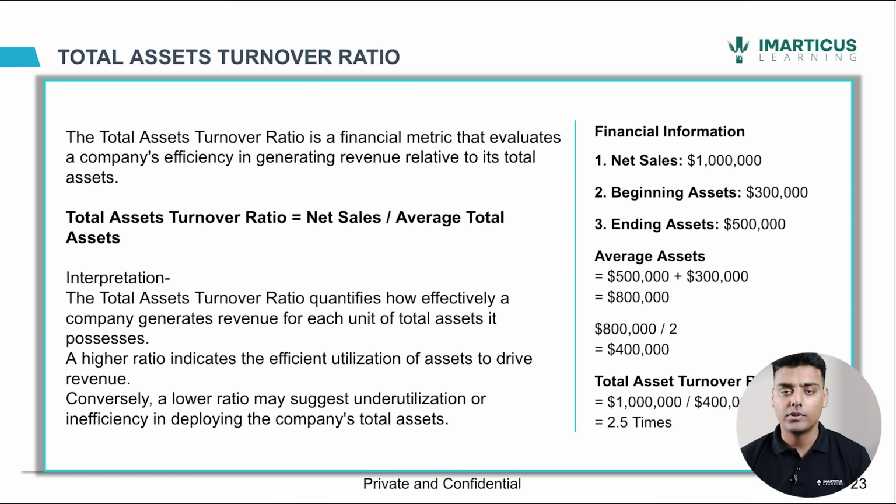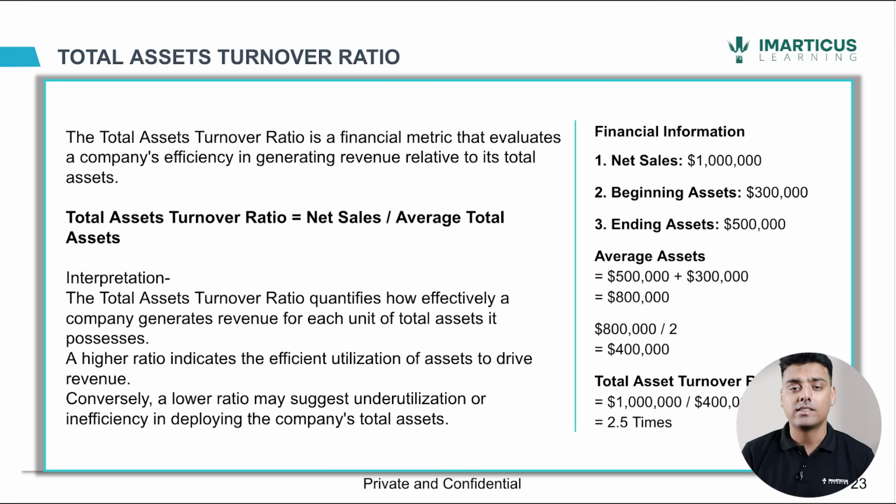The net sales of a company is 10 crores, the beginning assets 3 crores and the ending assets 5 crores. So what does that mean? The average assets of the company throughout the year were 4 crores and the total asset turnover is 2.5 times. This means that for every 1 rupee of total assets, the company is able to generate 2.5 rupees worth of sales, or 2.5 times worth of sales.